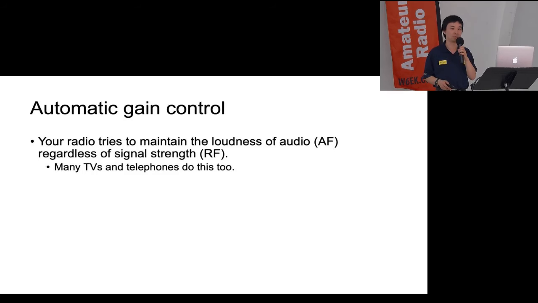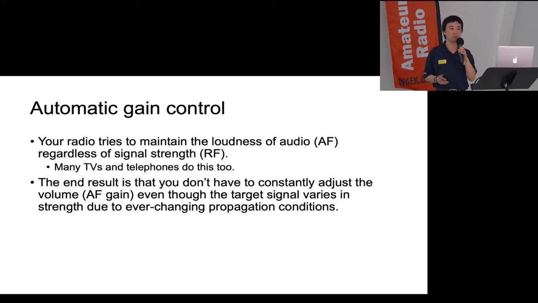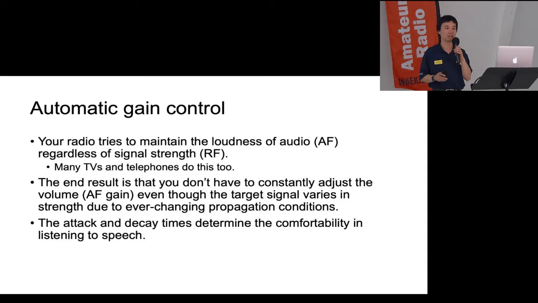If someone's talking loudly and someone's talking quietly, it attempts to set the level so it's constant. And so the end result of this is that you don't have to constantly reach over and adjust the volume, even though the target signal is varying in strength due to the ever-changing propagation conditions. There are two factors that determine how the AGC operates, and that's attack and decay time. So I'm going to talk a little bit about what that means.